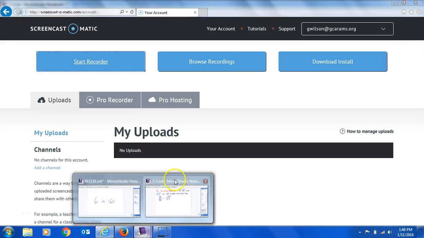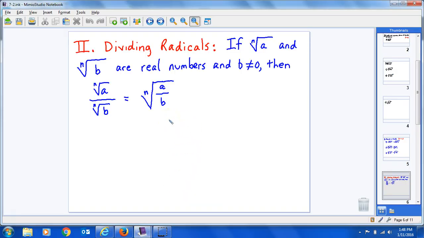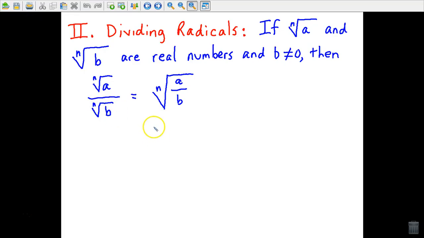In this lesson, we're going to go ahead and cover the rest of Section 7.2. In Part 1 of Section 7.2, we talked about multiplying radicals. So this will be considered Part 2 of Section 7.2, which involves dividing radicals. And so I've given you a principle that we need to consider when we divide radicals.